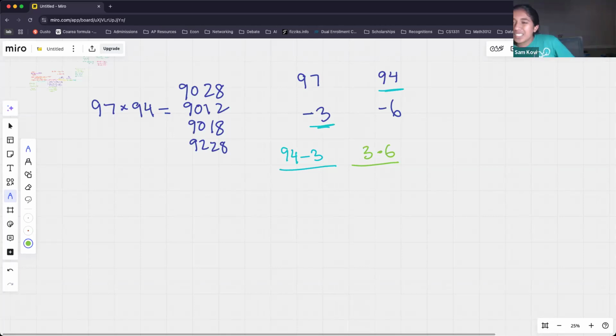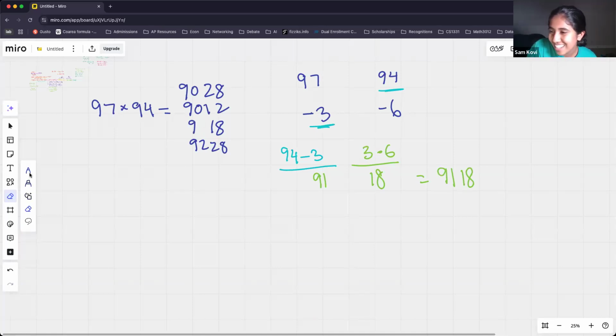So what is 94 minus 3? 91. Okay, I already see people putting the answer together. Good, yeah, 94 minus 3 is 91, and then the last two digits are 18, so my final answer is actually 9118. Oh wait, hold on, I think I miswrote one of the answers. Yeah, this is the correct answer.